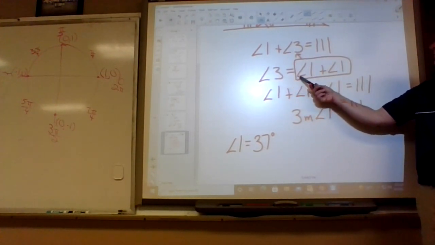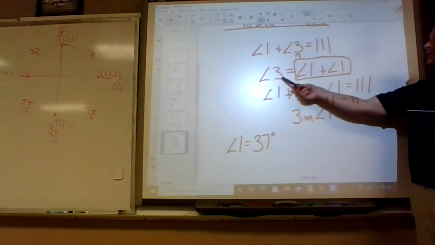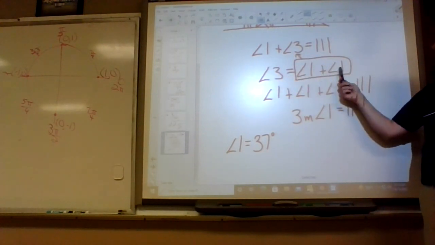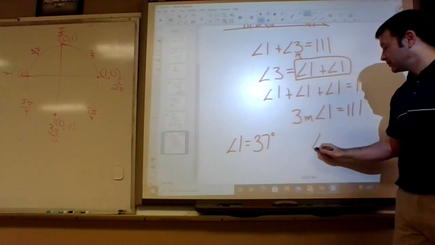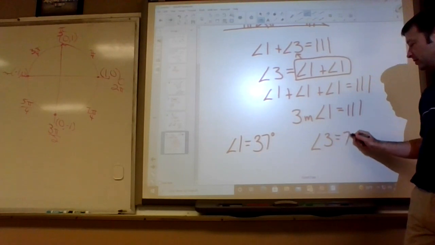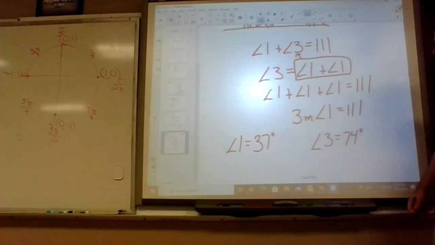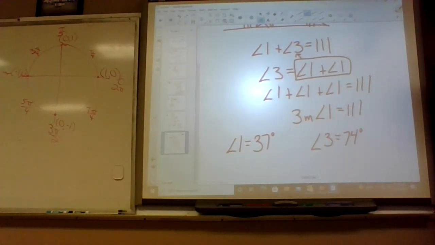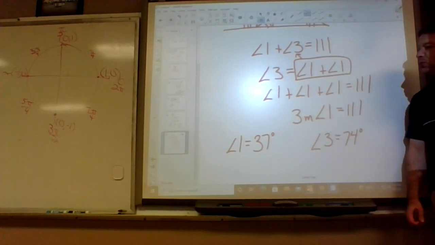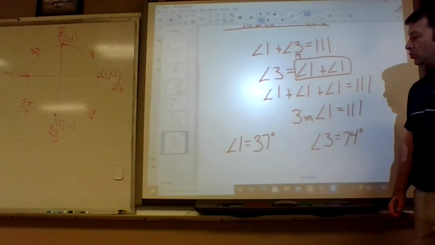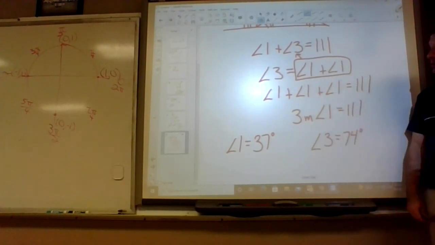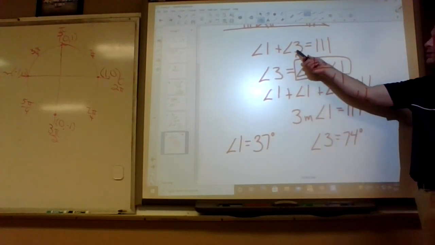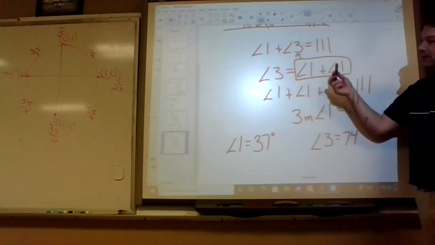How could I find angle 3? You can see right here, or I could use this one or this one. Angle 3 is equal to angle 1 plus angle 1. 37 plus 37, yeah. 74. Wait, how'd you get 74? 37 plus 37. Angle 3 is equal to angle 1 plus angle 1. Or you could use this one: angle 1 plus angle 3 is 111.